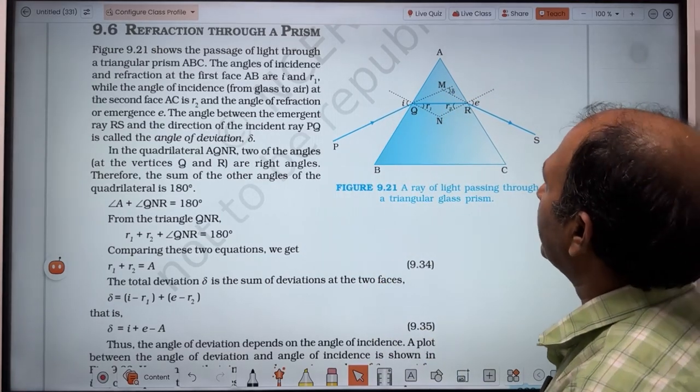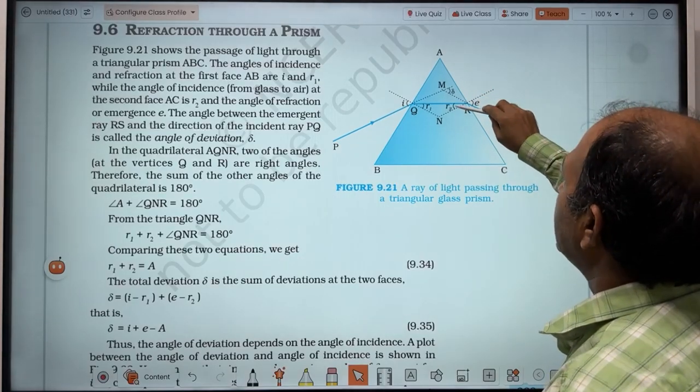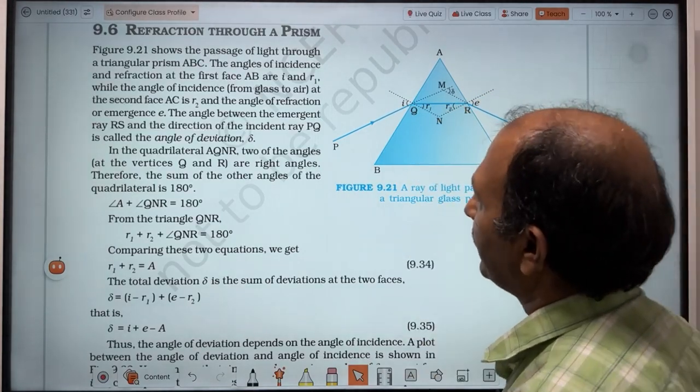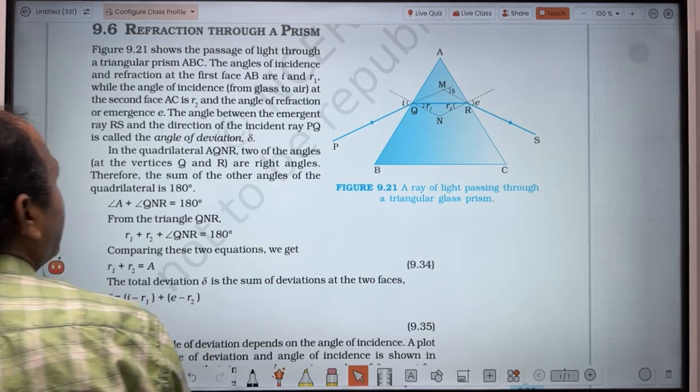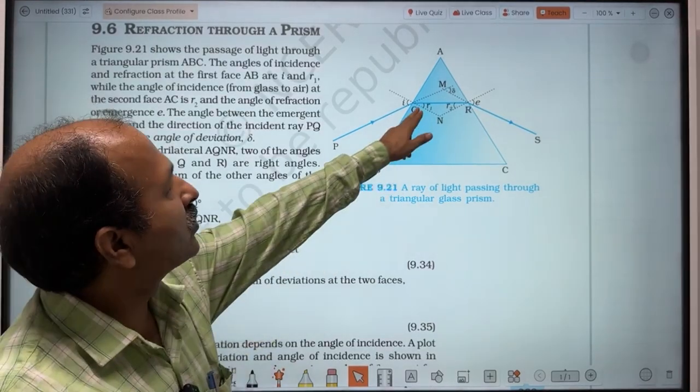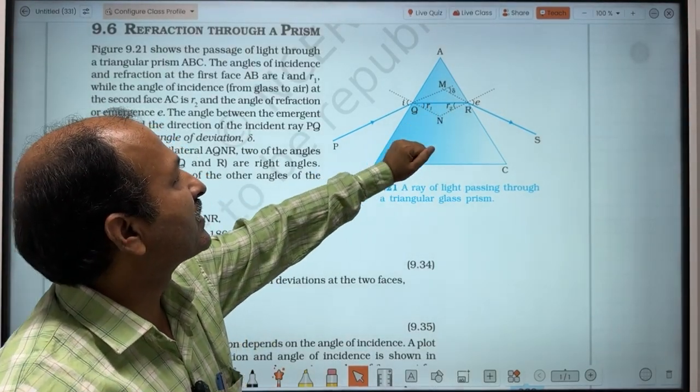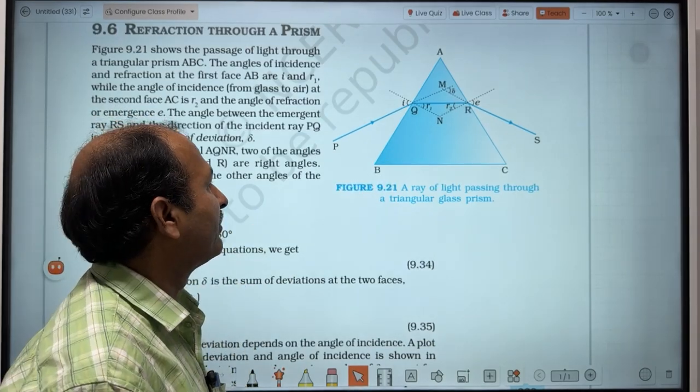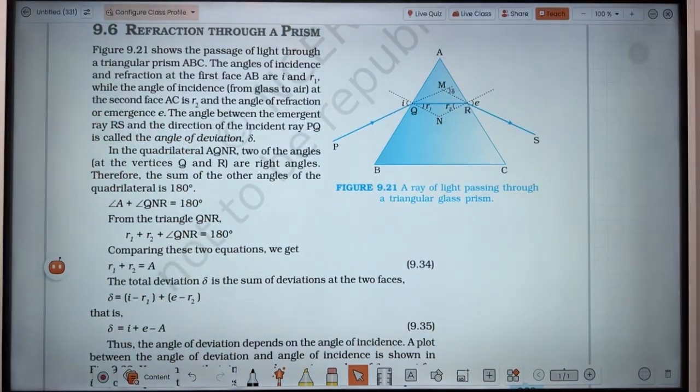So now we are going to relate delta, E, R1, R2 and I. But keep in mind, in case of minimum deviation, these two angles R1 and R2 will be the same, and I and E will be the same. So on the basis of these assumptions, we will try to derive the formula.